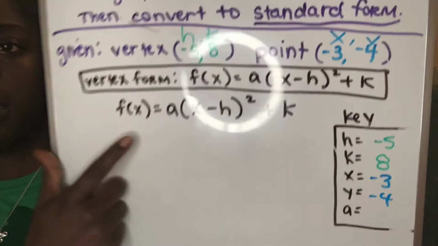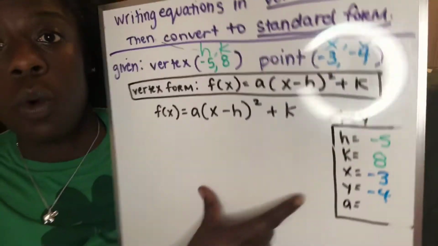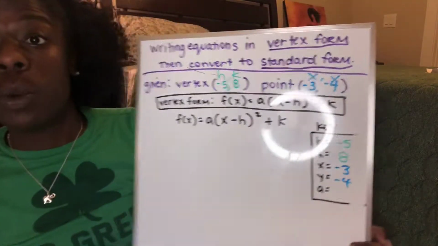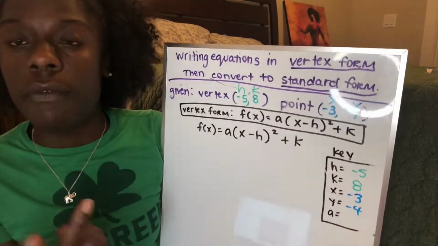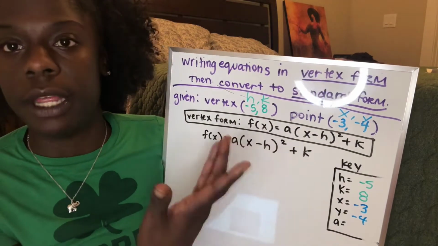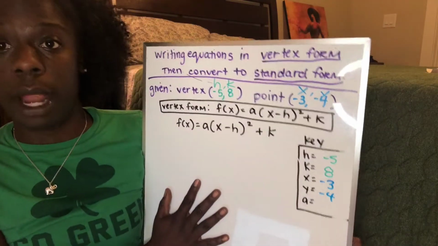Now, you see in vertex form, there's this value of a. We do not know the value of a just yet because that was not given to us. So what we're going to be doing is eventually solving for that a to write the formal equation in vertex form. So that's what we're going to be doing right now, okay?